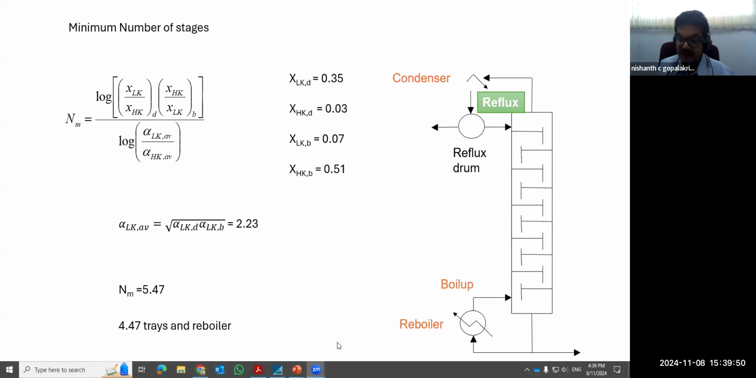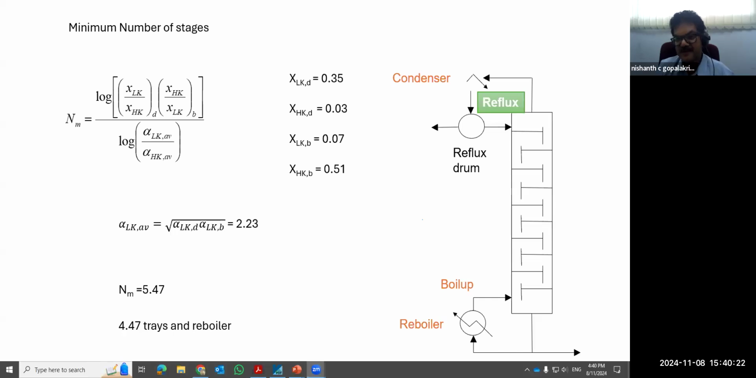So that number you should not round up or round down. We need to keep that number as it is without rounding. Later, when we find the actual number of stages, of course, that number we need to round up. But here, there is no rounding up or rounding down, because this is just a theoretical number. In next week's classes, we will use this concept to find the actual number of stages we will be putting inside a distillation column.